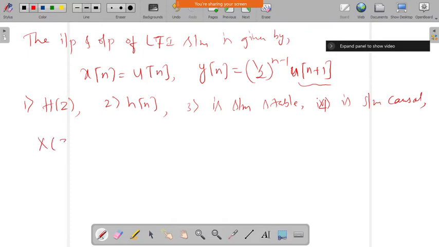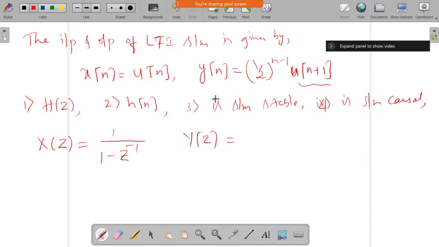So if I take X of z, the Z transform of x of n, which is nothing but 1 over 1 minus z inverse. Okay, so that is for x of n. And similarly for y of n, if I take the Z transform Y of z, now we can see here.